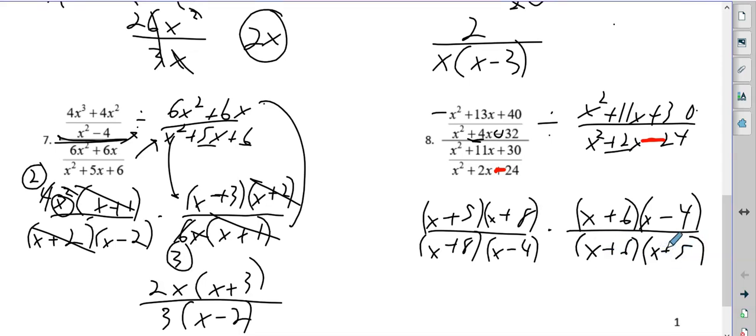And now let the games begin. These x plus 6s, these x plus 8s, the x plus 5. Wait a minute, the x minus 4. Everything cancels. So is my answer 0? No, my answer is 1. When everything cancels, everything on top divided by everything on the bottom, anything divided by itself is 1.